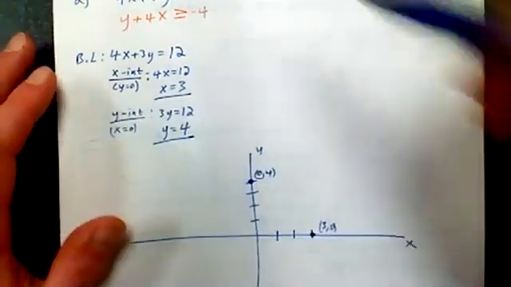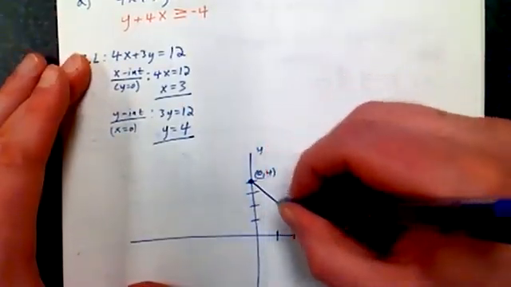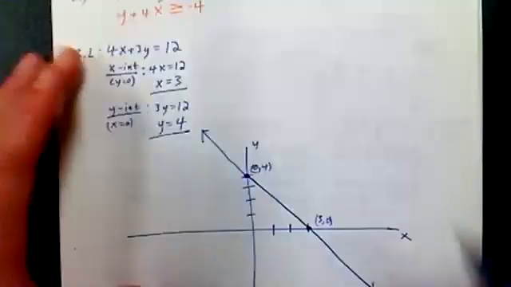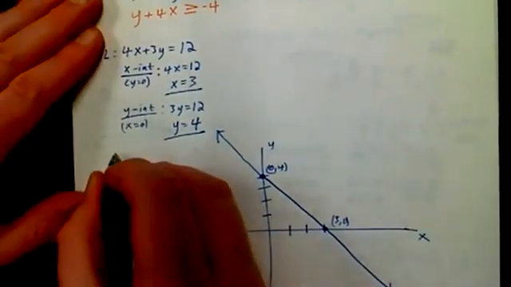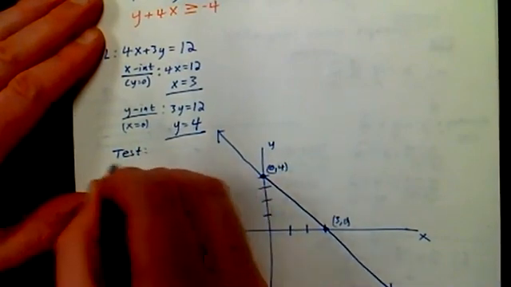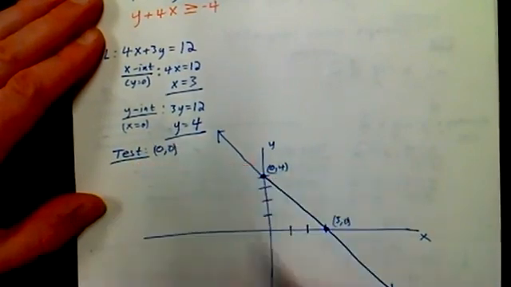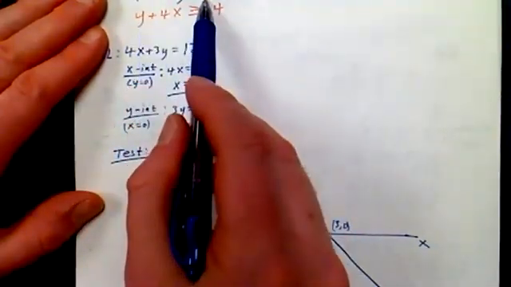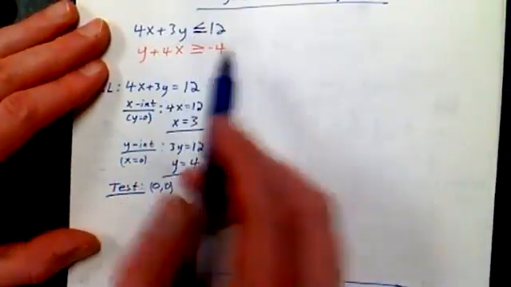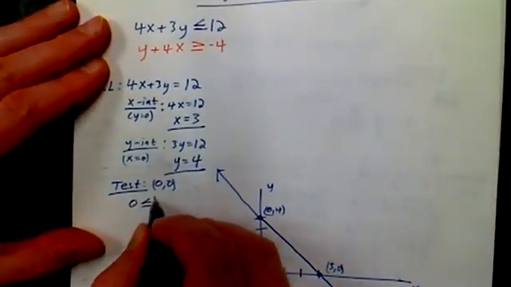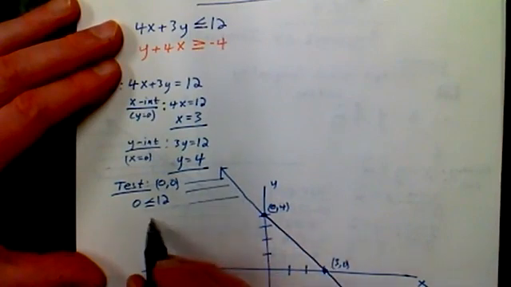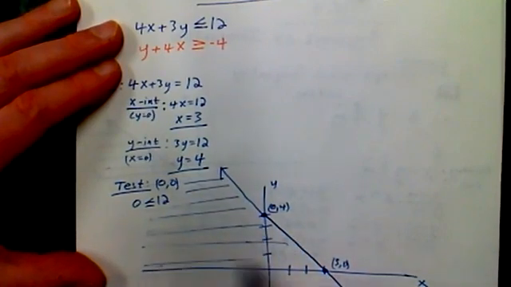This is less than or equal to, so it can be part of the line, and it is linear, so I'll draw my line in. Let's finish this one up and test some points. I'll pick the easy test point of (0, 0). Plugging it in, 0 plus 0 is less than or equal to 12. That's true. So I'm going to shade this side horizontally in blue.